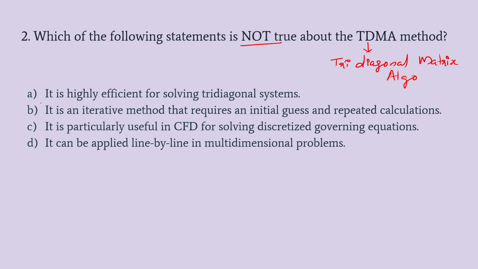Options are: Option A, it is highly efficient for solving tridiagonal systems. Option B, it is an iterative method that requires an initial guess and repeated calculations. Option C, it is particularly useful in CFD for solving discretized governing equations. Option D, it can be applied line by line in multi-dimensional problems. You can try to answer the question.